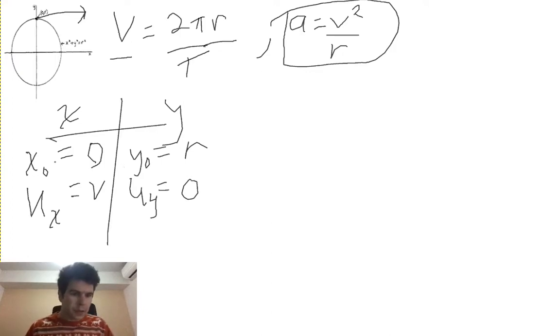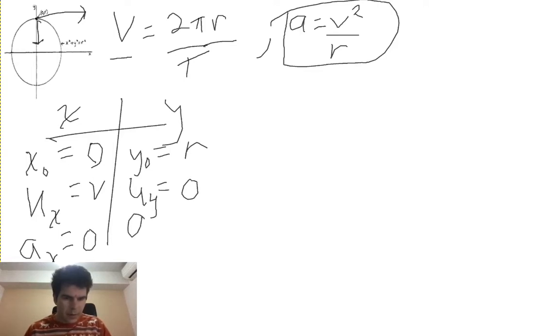In terms of acceleration, the x acceleration will be 0. And in y, it will be accelerating straight downwards because, as we've said before, acceleration is towards the center. And we'll just call that a for now. And we're going to let a certain amount of time pass, delta t.